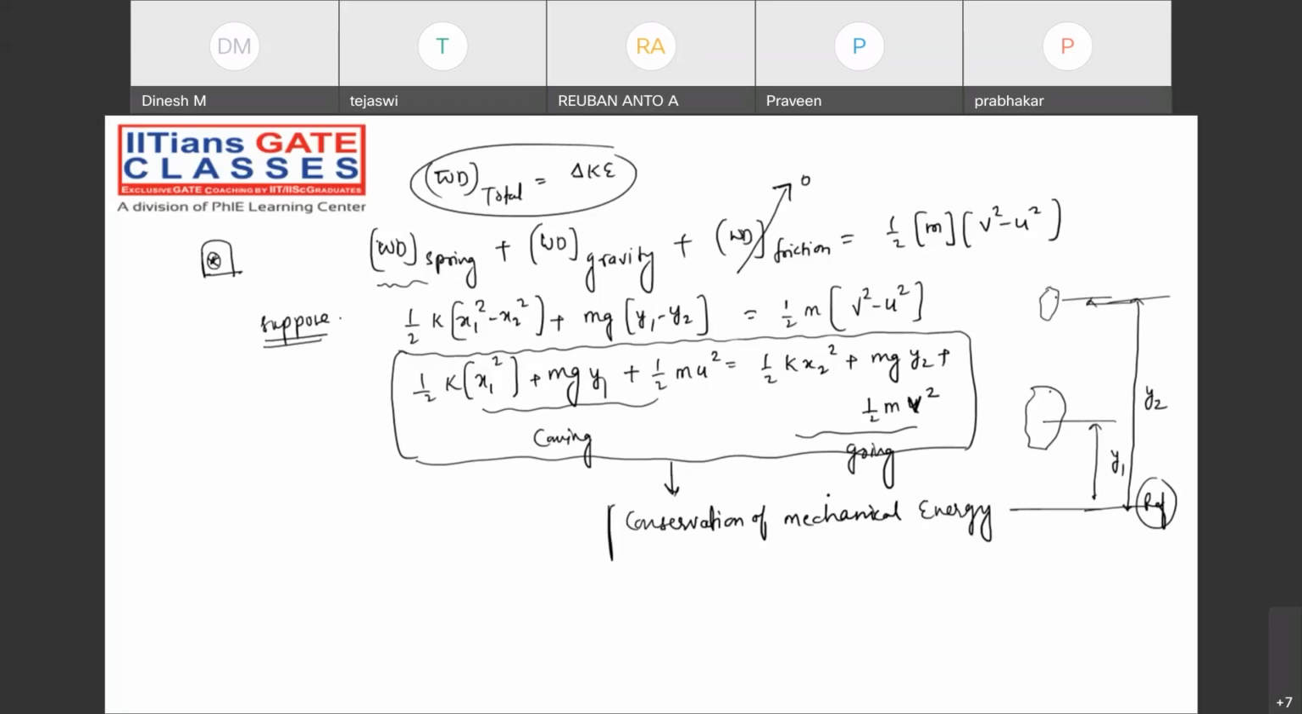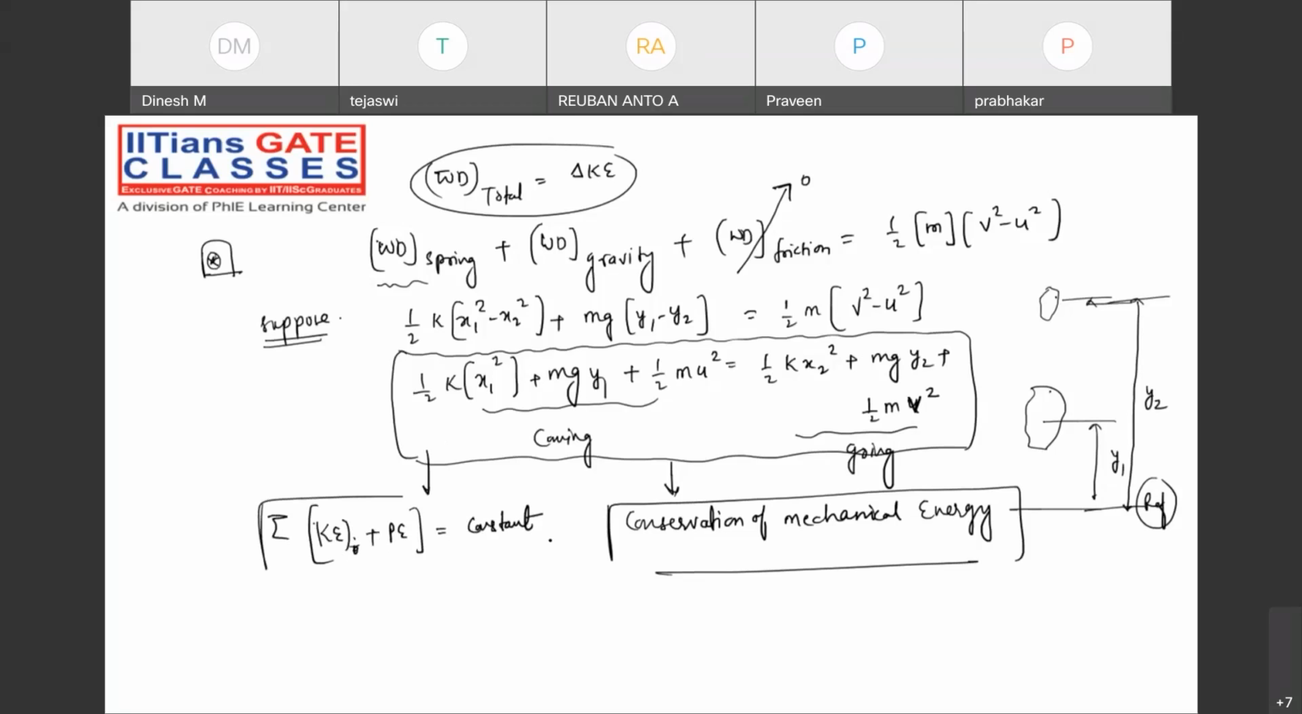Note down, guys, very, very important. The sum of kinetic energy and potential energy will always be constant. Whatever the initial sum of kinetic energy and potential energy is, the final sum will also be the same, my dear friend. Note it down. Very, very important.